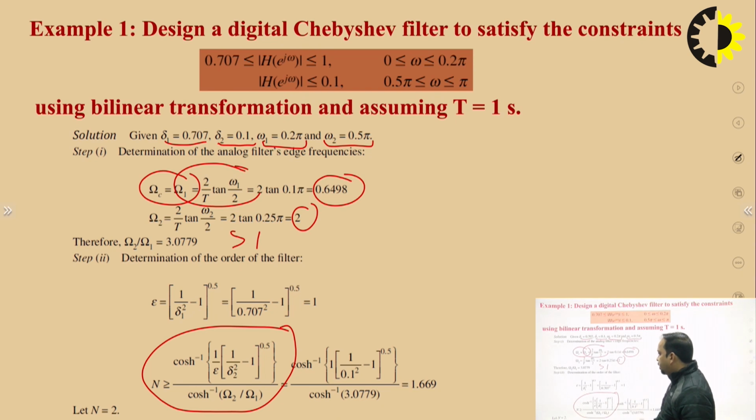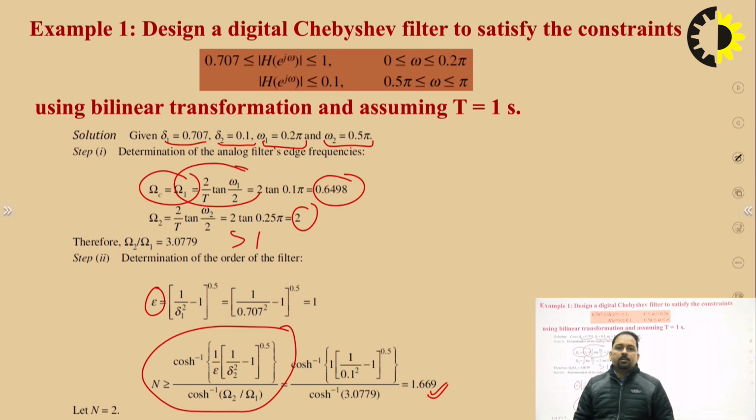Before starting with the calculation of order, I can compute the value of epsilon. We utilize the value of epsilon here, and we calculate the order as 1.669. As we are already aware, the order of the digital filter, or of this particular prototype filter, can't be a decimal value.